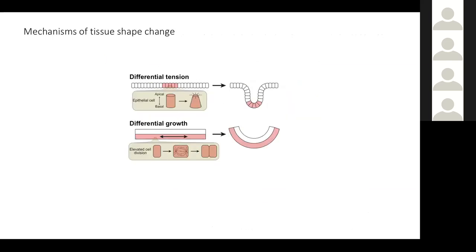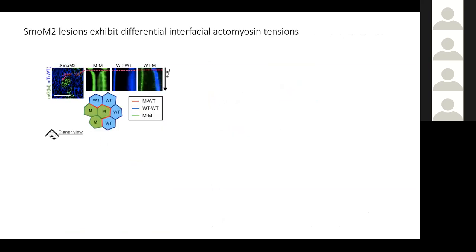So it seems like differential growth is certainly happening, and we think that's the important thing for driving these deformations, right? You need the growth to get out-of-plane deformation, but not the difference in shape. What about differential tension? This would be another hypothesis. To test this, we did pretty classic experiments.